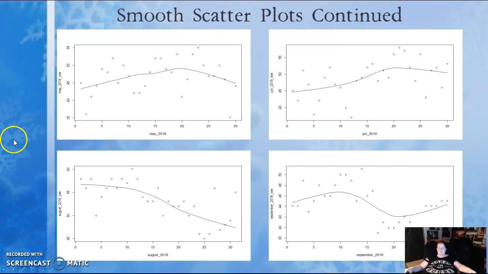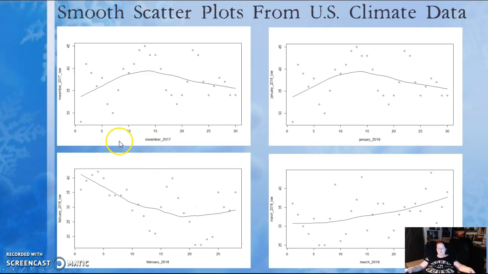But you can see in these that in November, the lowest low is in the 20s, but it goes all the way up to almost 45 in November of 2017. And then in January, the low, once again, is in the 20s.